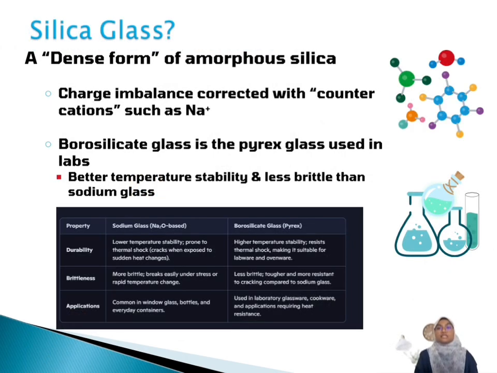Now, let's talk about silica glass, which is basically a dense form of amorphous silica. In its structure, there's a charge imbalance. To fix this, counter cations like sodium ion Na+ are added. This will stabilize the glass network and make it usable.